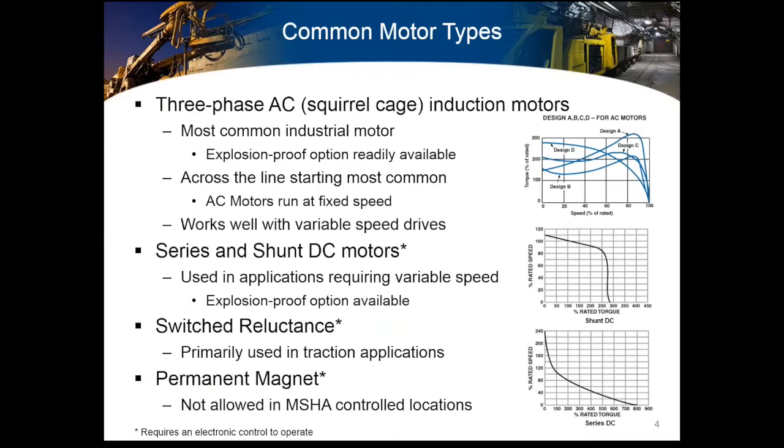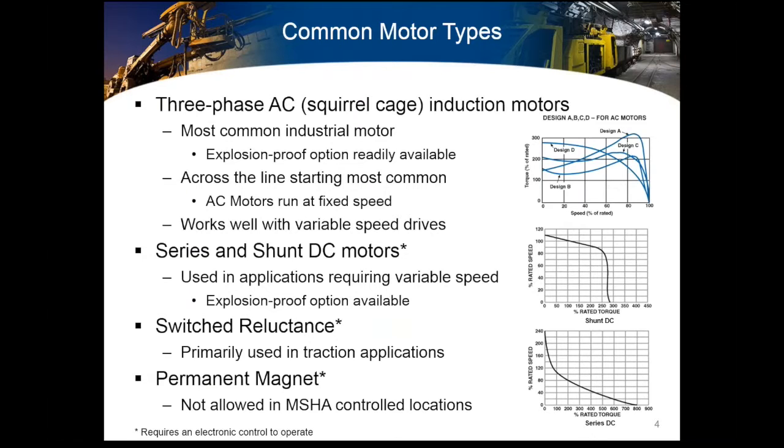First, let's start with a brief discussion of the most common types of motors you'll encounter in underground mining applications. First would be three-phase AC induction, or squirrel cage motors as they're commonly called. This is the most common motor seen in industry. It is readily available as an explosion-proof device. It is generally seen across the line and operating at a fixed speed based on the incoming power of the system, whether it's 60 hertz or 50 hertz. And it does, though, lend itself well to be operated on variable speed drives.